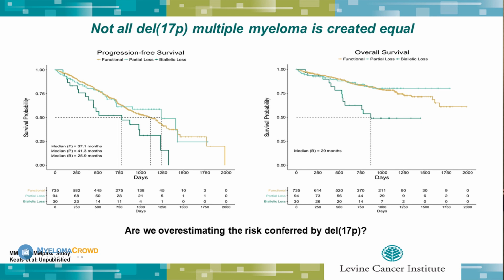It's the patients who have both p53 genes inactivated, either by deletion or mutation, that don't do as well from a progression-free and overall survival standpoint. So it begs the question, are we overestimating the risk that's conferred by deletion 17p? I think the reason why the burden of 17p deletion is important prognostically is because the more deletion 17p myeloma cells you have around, the higher the likelihood that the second p53 is going to get knocked out, and that's probably why we're seeing what we're seeing.